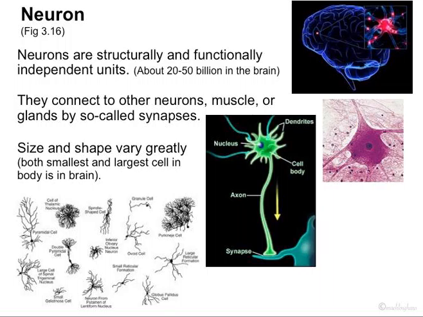The neuron. They are structurally and functionally independent units. So when we study the nervous system, we can study one neuron to start with to understand how the whole thing works on a fundamental basis. We got about 20 to 50 billion neurons inside the brain. That's a lot of them. But we have trillions of cells inside the body.